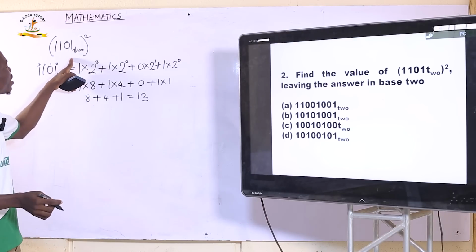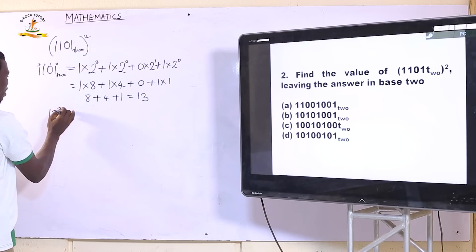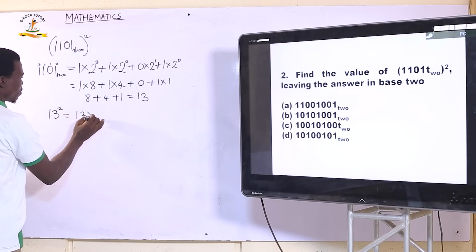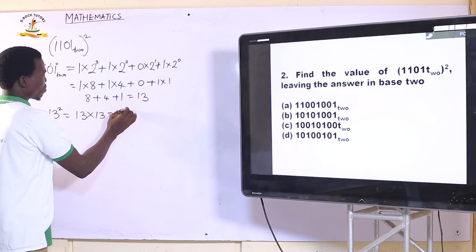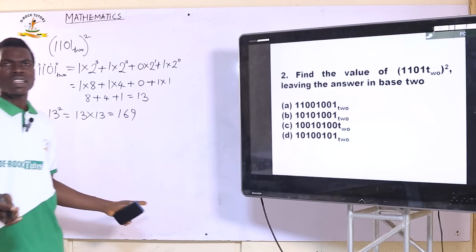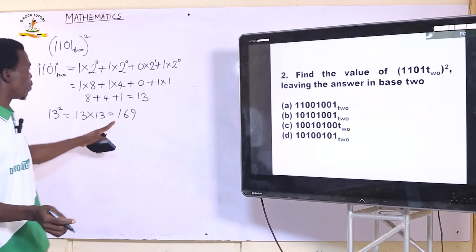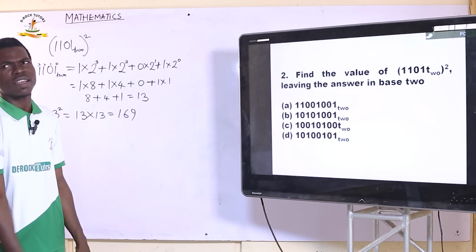So if we fix it in the bracket, what do we have? We're going to say 13 squared. And 13 squared means what? 13 multiplied by 13. And this is going to be 169. So our next step is to convert 169 back to base 2 and we have our answer.